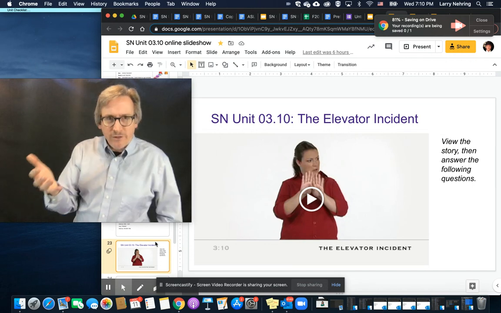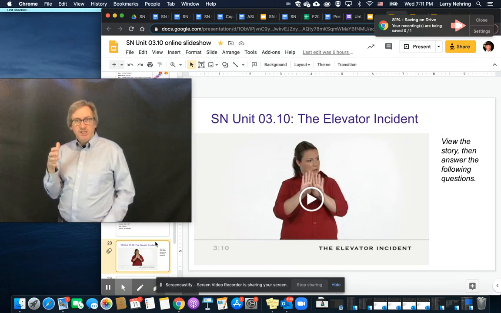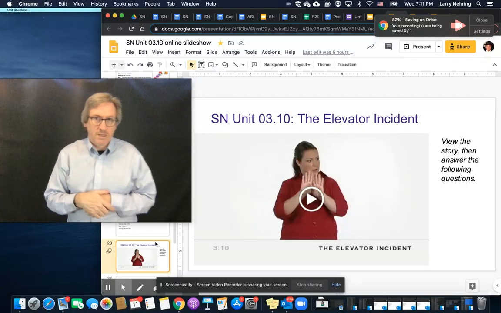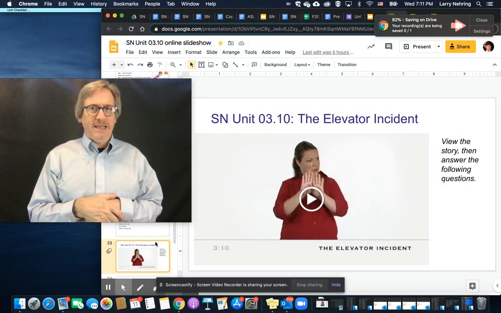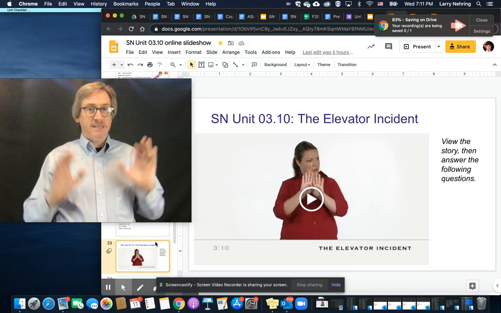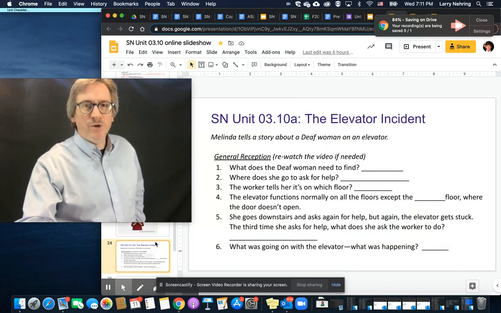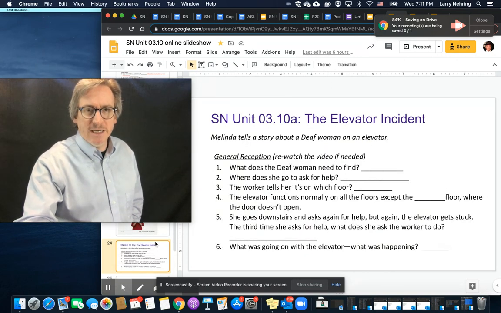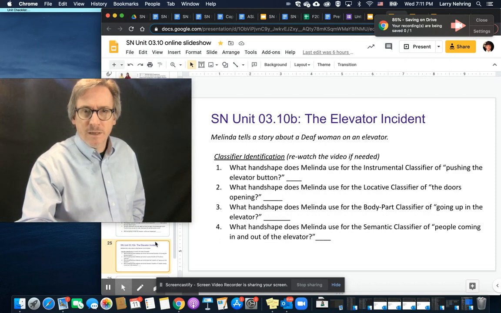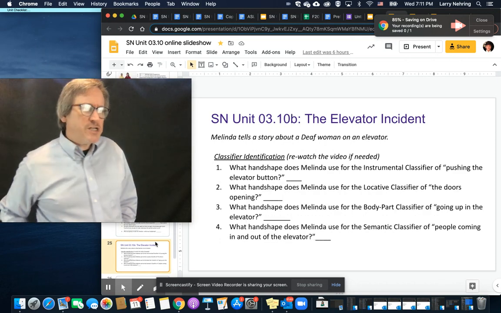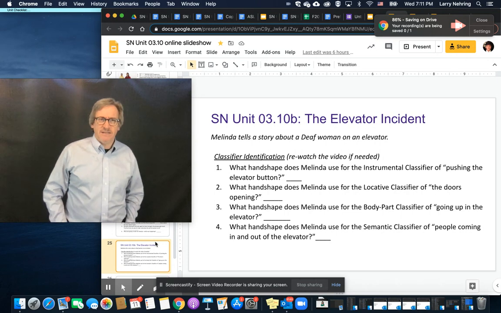Now there's a story that 310 includes, which is the elevator incident. And I think if you just watch it, it makes a lot of sense, and it's designed to be at your level. So here are some questions of what she needed to find. And then there's a question about the classifier identification.